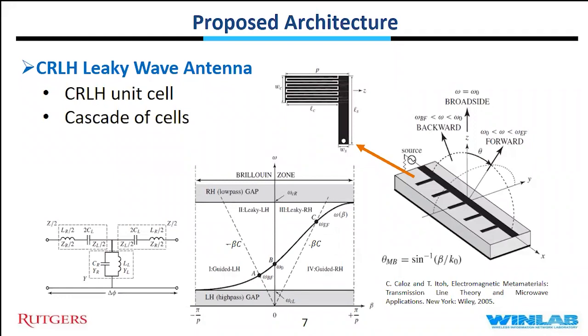So by cascading several CRLH unit cells, we can achieve a leaky wave antenna that shows frequency scanning capability, because as you can see, the main beam direction is a function of phase constant beta, which is a function of frequency. Then by changing the frequency, we can achieve backward to forward frequency scanning capability.